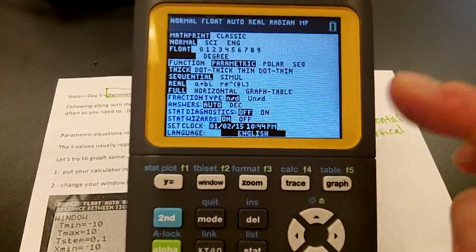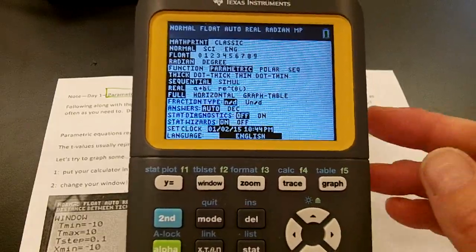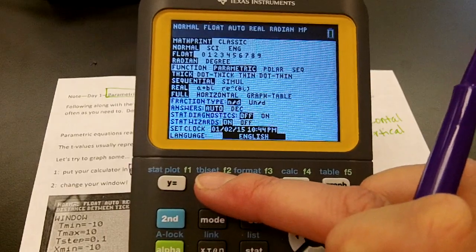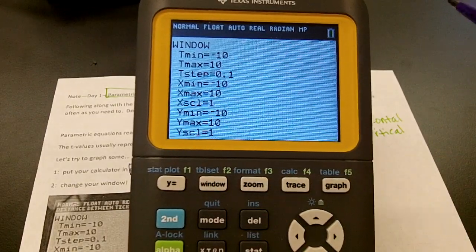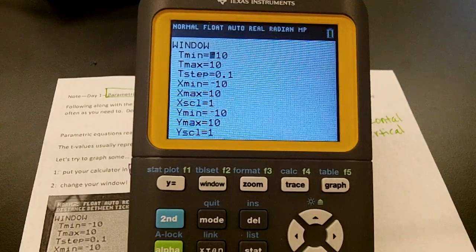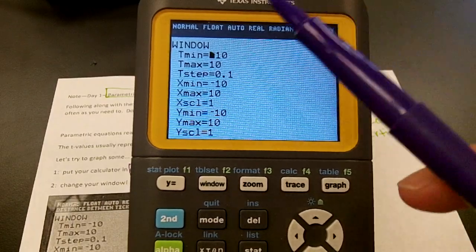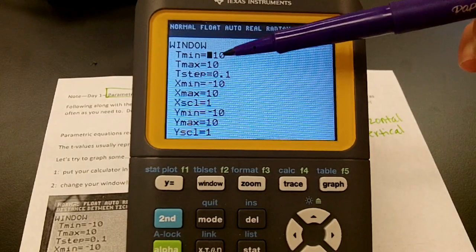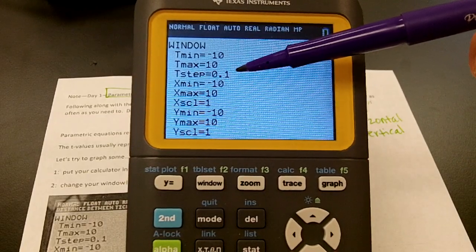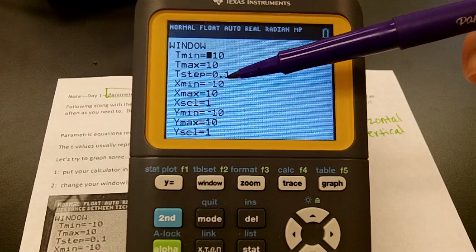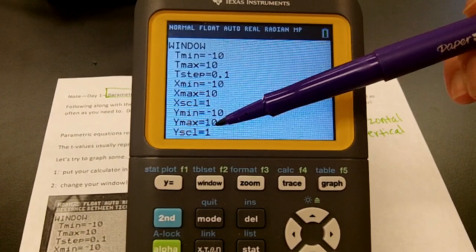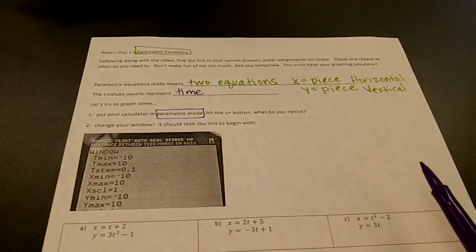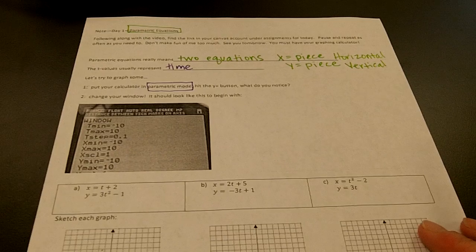Okay, now let's go to window, because in order to be successful you have to have a window, otherwise none of these problems will work for you. So hit your window button, and your window should look like this, and there's also a picture of it on your worksheet. Now you have a new variable, so we have t values and a t-step. Set your t-step equal to 0.1, then x values, y values, and y scale. There's a little picture for you right here in case you want to bring this home and don't want to rewatch the video.